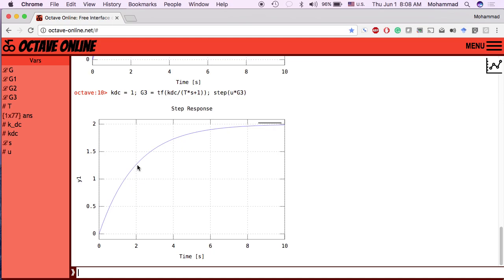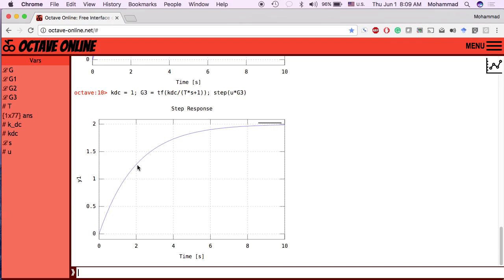So if you're given a plot like this, and you're dealing with a first order system, you can simply look at this plot and determine the value of KDC and the value of the time constant, which essentially gives you the transfer function. So you can look at the response and find the model of the system.